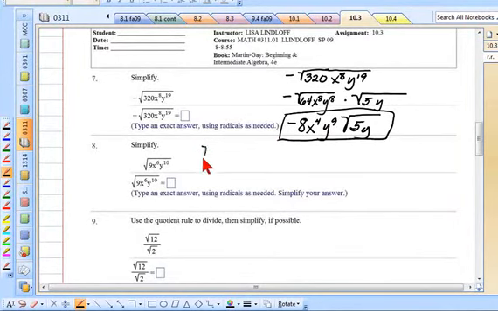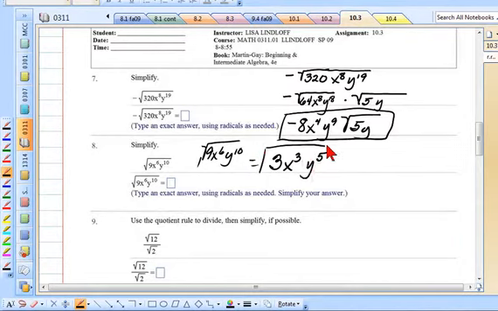Number 8, what's the square root of 9x to the 6th, y to the 10th? Well, I need to factor. No, I don't. It is a perfect square. 9's a perfect square, and both exponents are even. That's going to give me 3x to the 3rd, y to the 5th.